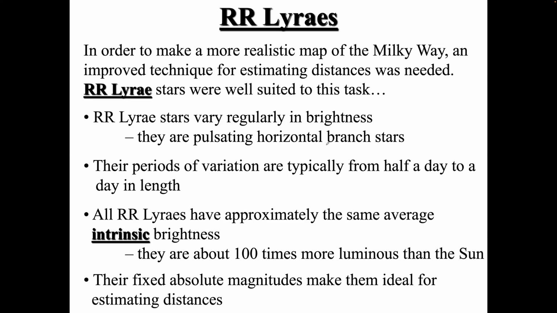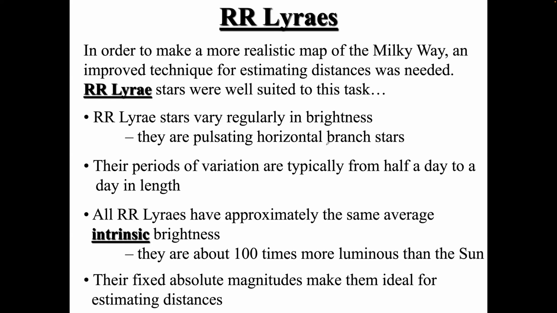The reason is that the main difference is that these stars' periods of variation are typically half a day to a day in length. So you can see that all these RR Lyrae stars roughly have the same period, and their period is very small. Because of that, they are a little bit different from the Cepheid variables in that sense, right? And I will show in the next slide with the graph about this difference. And RR Lyrae have approximately the same average intrinsic brightness. So that is also another thing. They basically have the same intrinsic brightness, and you will see it in the next graph.